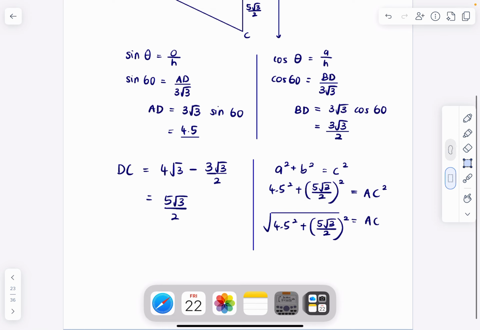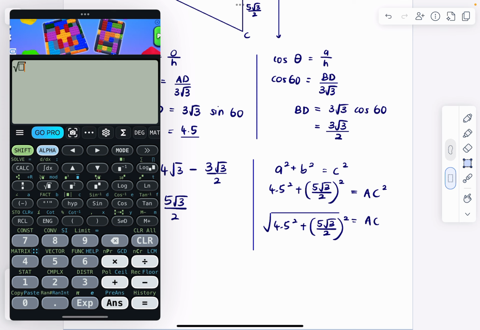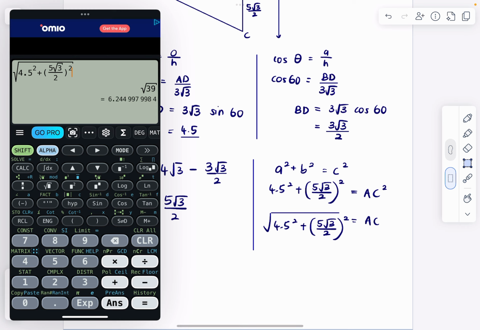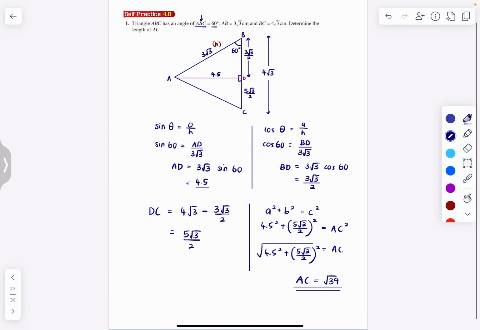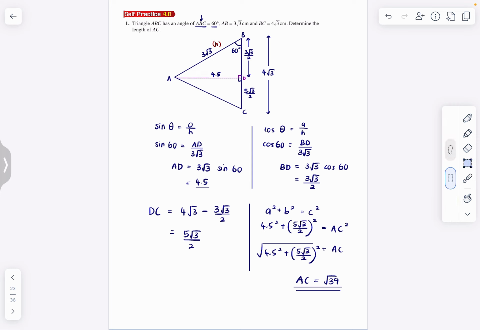Let me just put this in our calculator. So square root of 4.5 square plus 5√3 over 2 square. So we get √39. So we can say AC is √39. Done. This is the length of AC. So this is the long way. This is how you're supposed to do it if you haven't learned chapter 9.